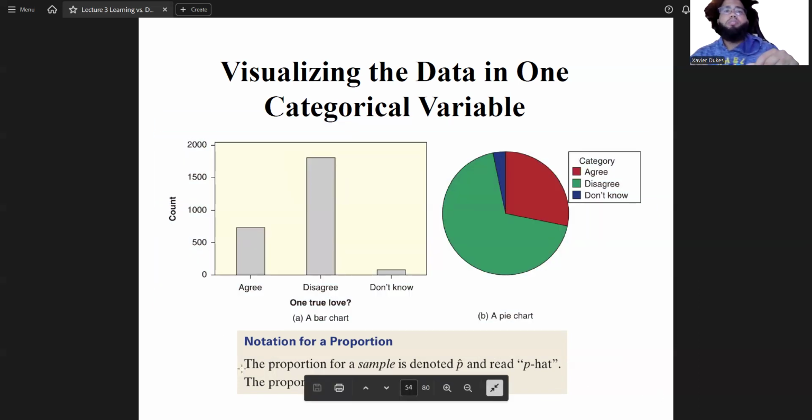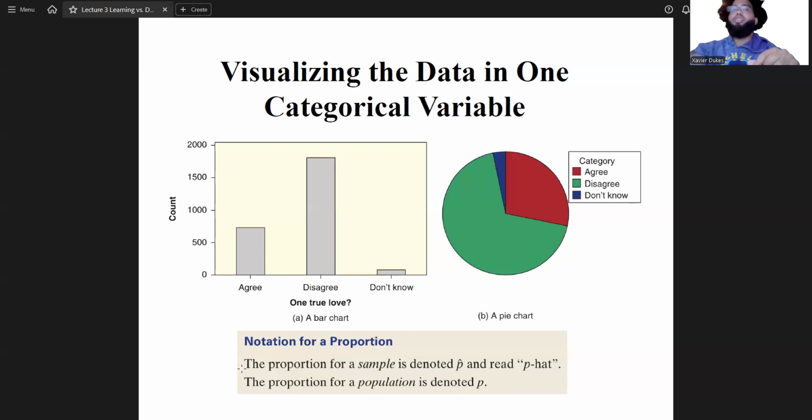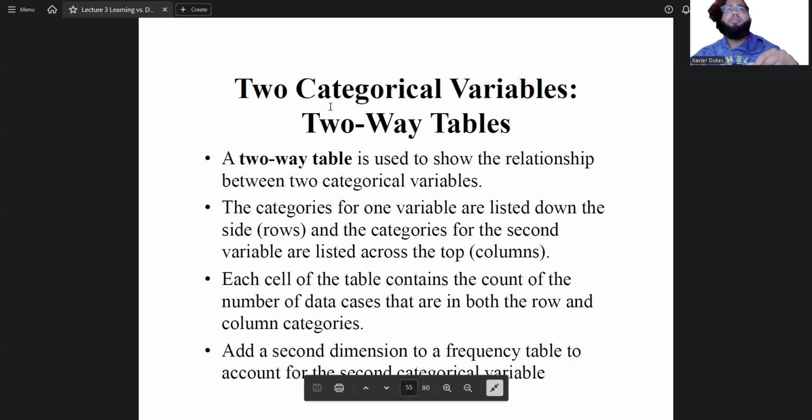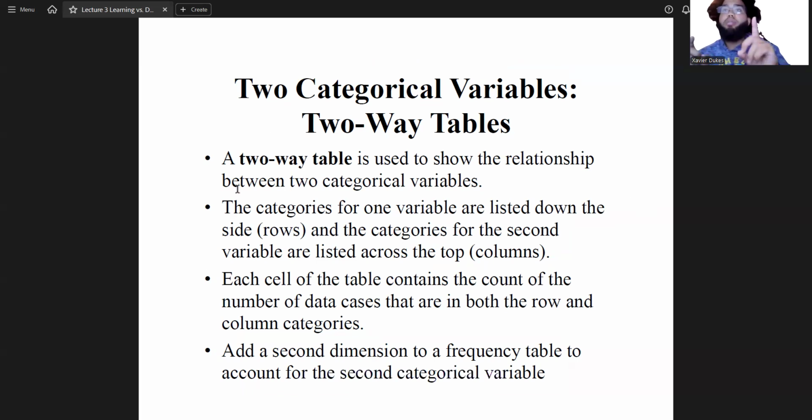Notation for proportion. The proportion for a sample is denoted by p hat. The proportion for a population is denoted as p. Two categorical variables, two-way tables. A two-way table is used to show the relationship between two categorical variables. The categories for one variable are listed down the side as rows, and the categories for the second are listed across the top as columns. Each cell of the table contains the count or the frequency of data cases that are in both the row and column categories. Add a second dimension to a frequency table to account for the second categorical variable.